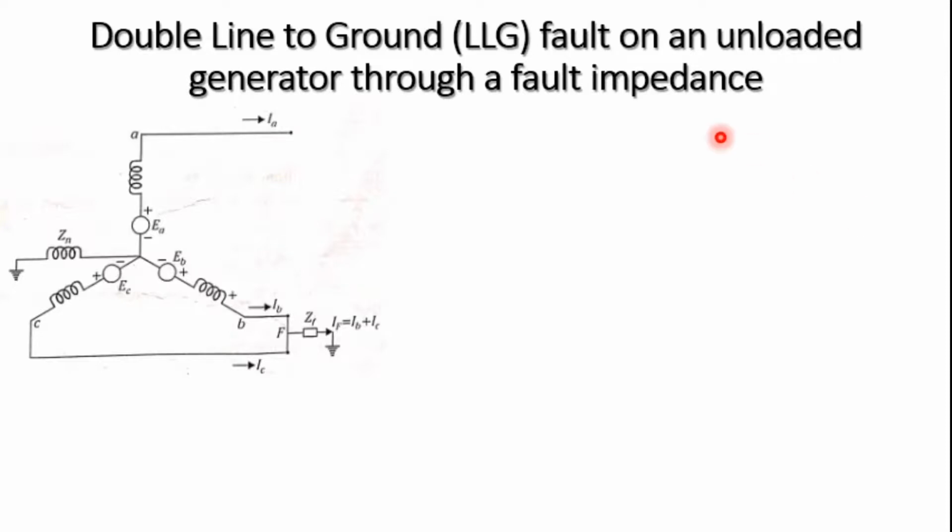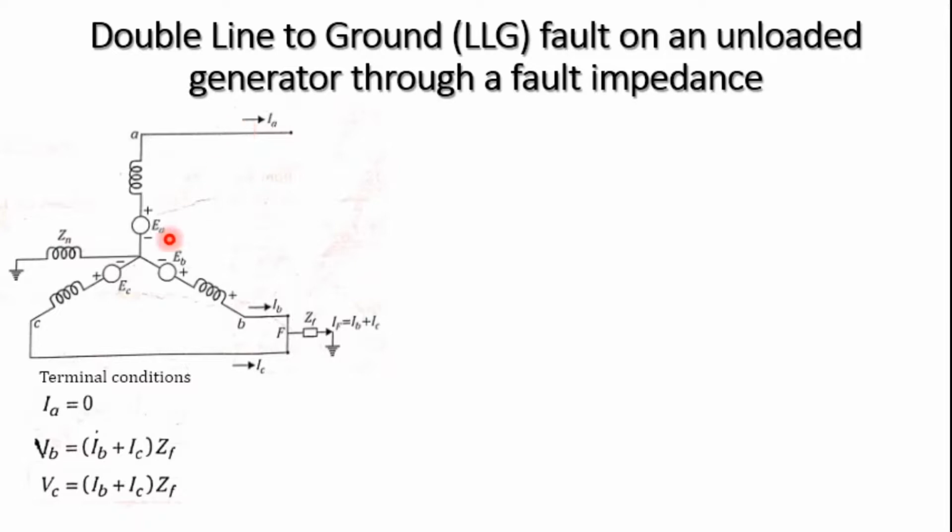Let us consider the next type of fault, that is the double line to ground fault on an unloaded generator through a fault impedance. There is a fault between B and C through a fault impedance to the ground. The terminal condition we know is Ia equal to 0, but here you can see Vb is equal to, because both currents are entering the ground point, Ib plus Ic multiplied by Zf. The same for Vc: it is Ib plus Ic into Zf.